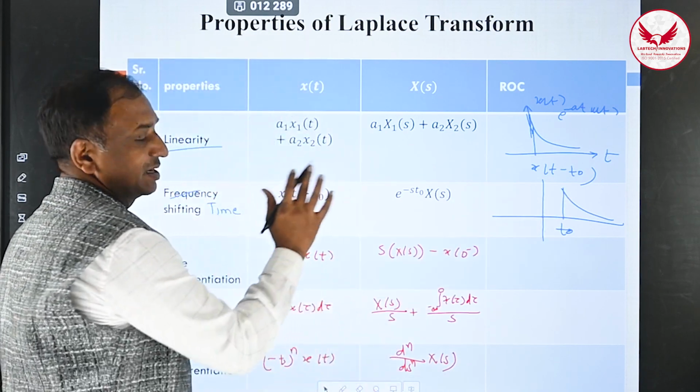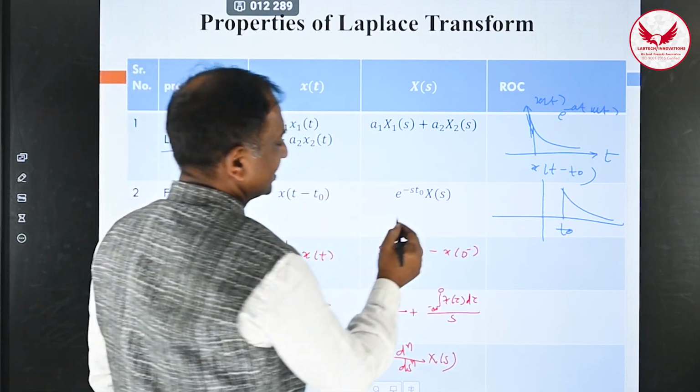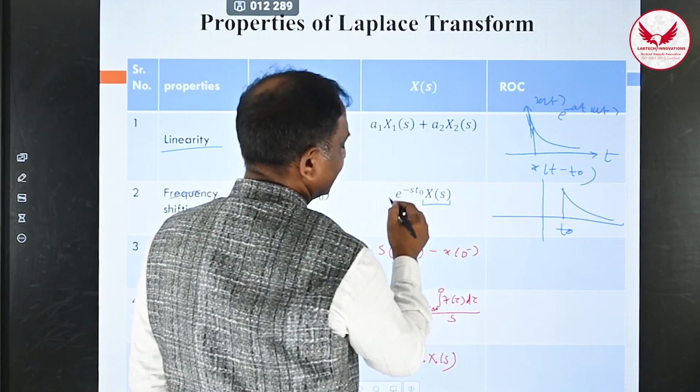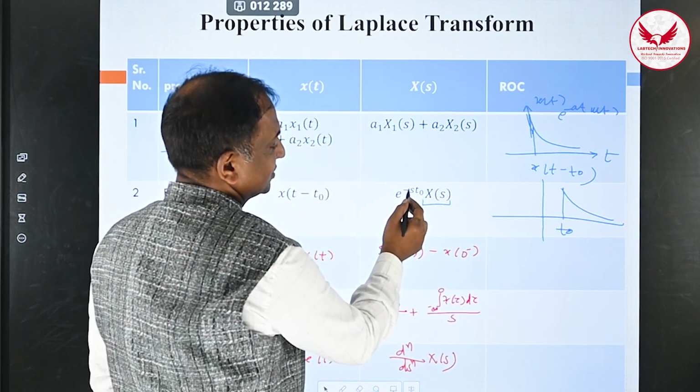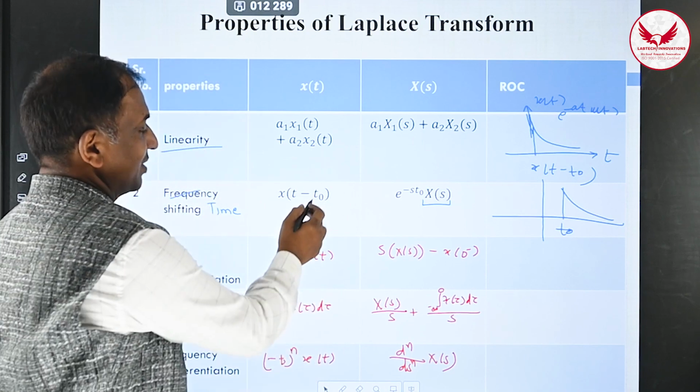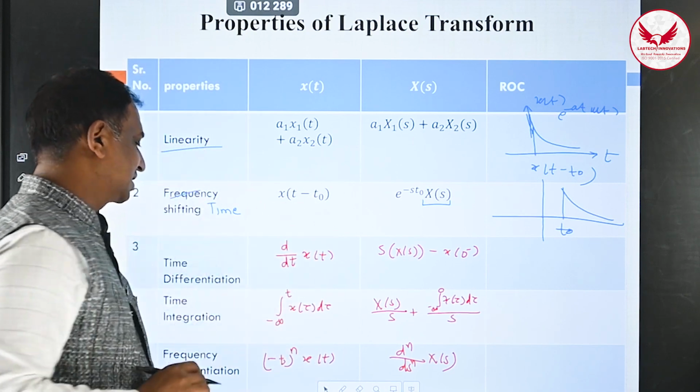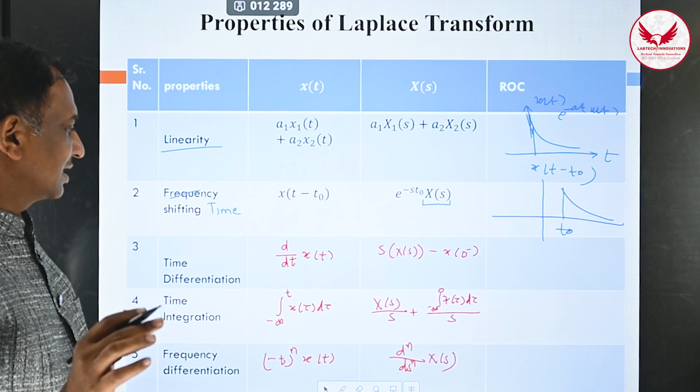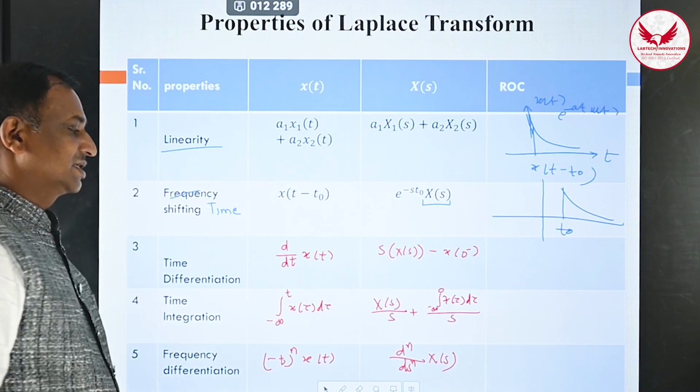If the signal is shifted in the time domain, its Laplace transform is going to remain the same, only it is multiplied by the additional term e raised to minus s t0. Whatever value of t0 will be there, this property is called the time shifting property. Second important property is about the differentiation in the time domain.